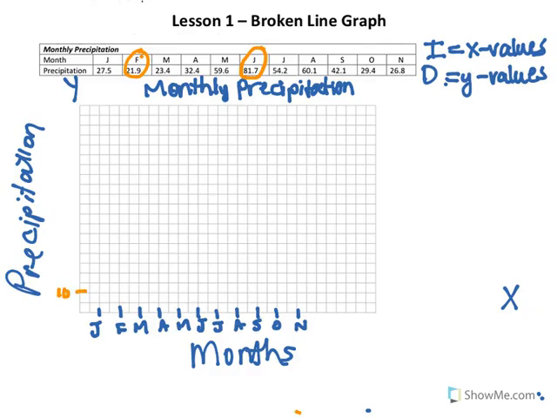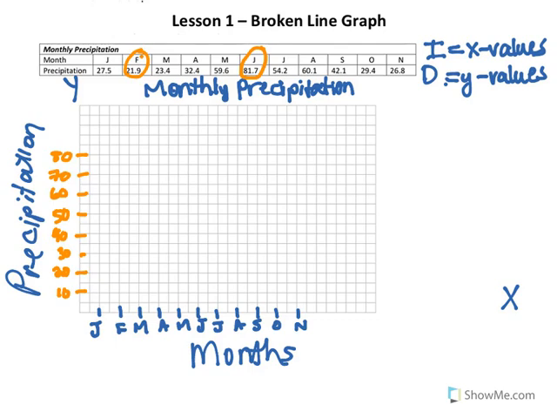So 10, 20, 30, 40, 50, 60, 70, and 80. So what that actually means is that each line is really worth 5.